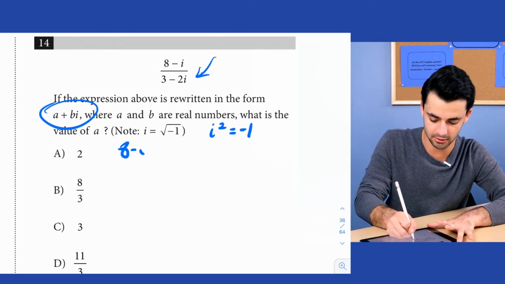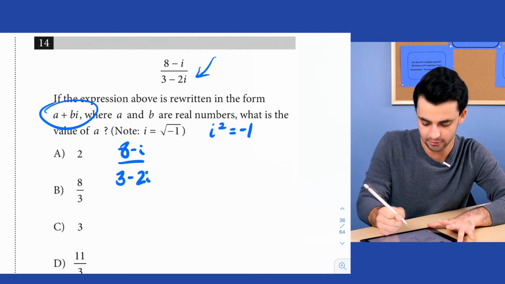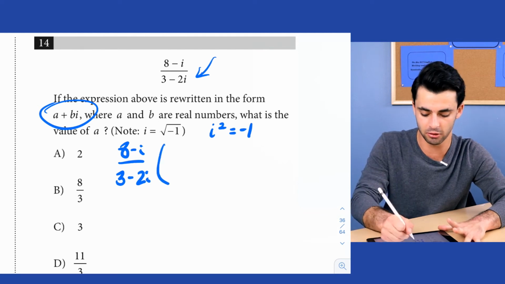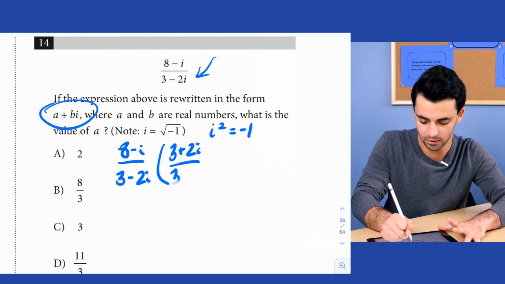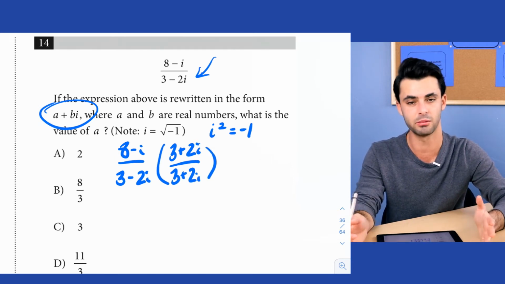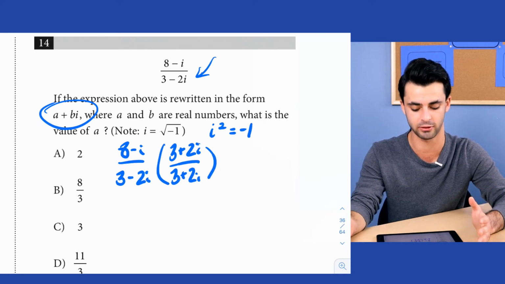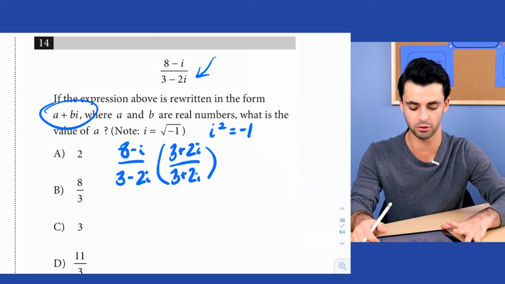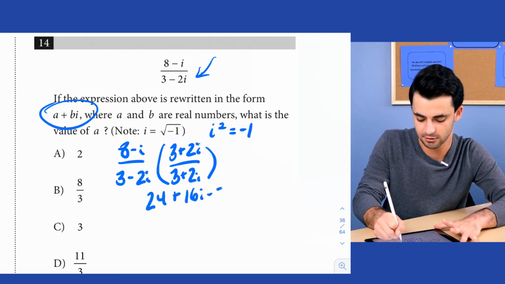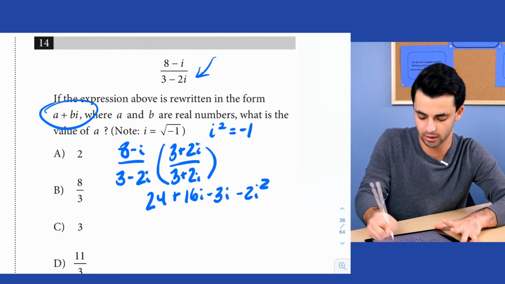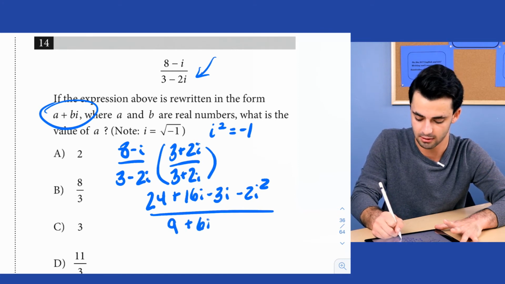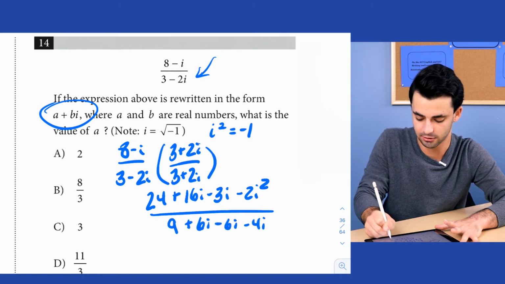We have the expression 8 minus i over 3 minus 2i. And whenever I see an expression like this, usually you want to multiply by the conjugate. So I want to multiply by 3 plus 2i in the numerator and 3 plus 2i in the denominator. Notice 3 plus 2i over 3 plus 2i can simplify to 1. So we're just rewriting this expression. We're not really changing it in any way. So multiplying out the numerator, that gives me 24 plus 16i minus 3i minus 2i squared. And then multiplying the denominator leaves me with 9 plus 6i minus 6i minus 4i squared.